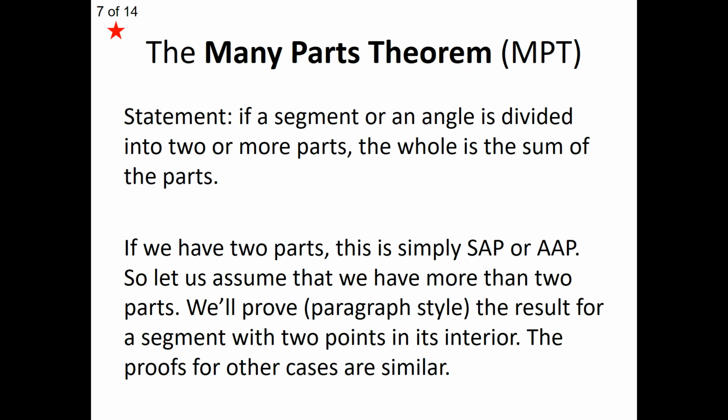If I have an angle and I've got a point on the interior, then the ray from the vertex through that point divides my angle into two subangles. Now, the sum of those two subangles equals the whole. That works great when you only have two parts. But what the many parts theorem covers is if you have two or more. So naturally, if you encounter just two parts, just throw segment addition postulate or angle addition postulate at it. But what if you have three parts? What if you have 10 parts?